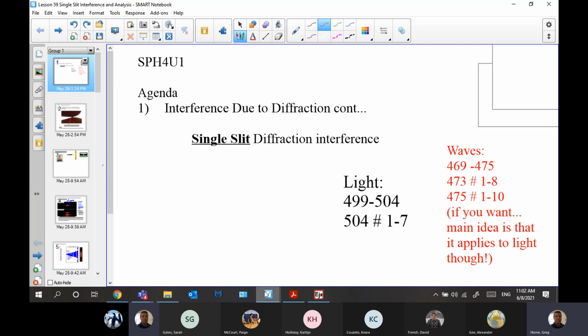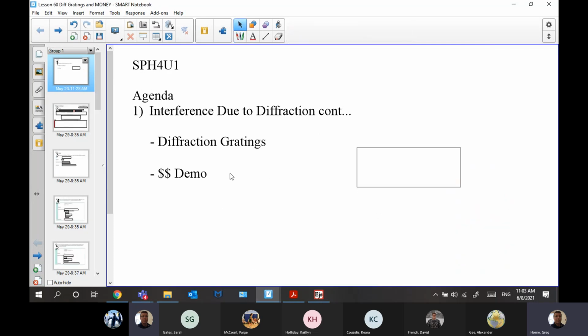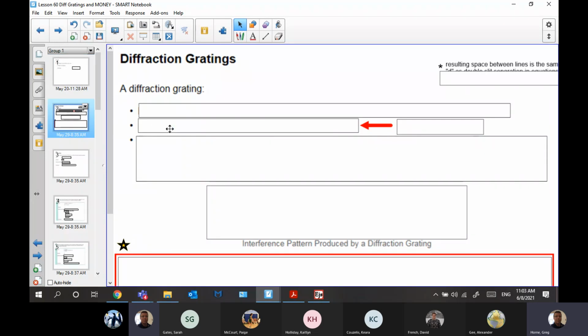So that's the stuff I want you to do there. So just about diffraction gratings and then a neat link to money safety features. But diffraction gratings are, we don't need that stuff there.